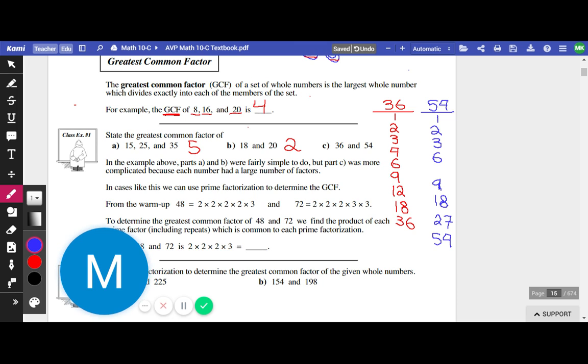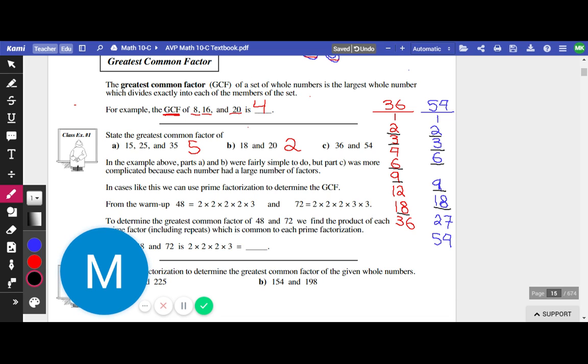Okay, so I've now written out all the things that divide into 36, all the things that divide into 54. And if I'm looking for the greatest common factor, these things share 2, they share 3, they share 6, they share 9, they share 18. The bigger the number, the more things that are going to be common. And a lot of them aren't obvious. 18 is not an obvious one that divides into both of those. Right? So that's why it might be wise to have a strategy for bigger numbers.